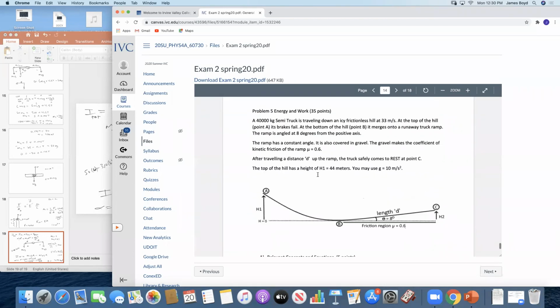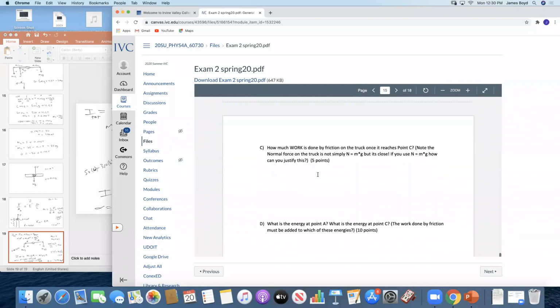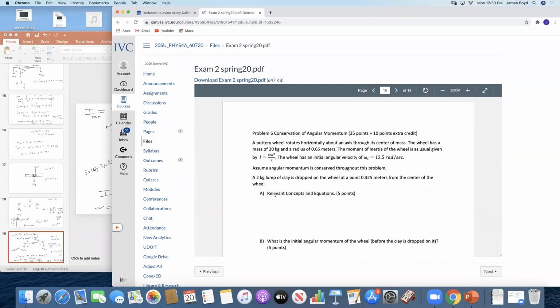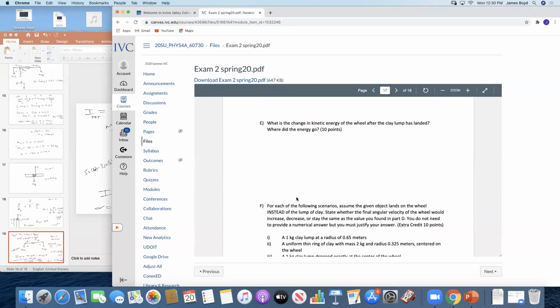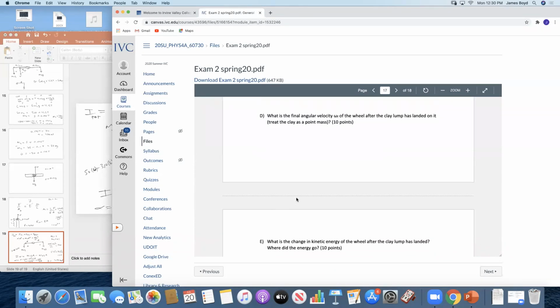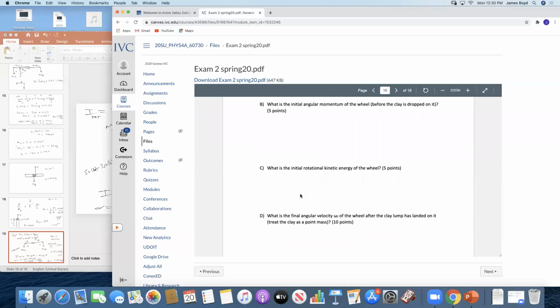The rest of this test, we did that on Thursday. You can ignore this problem because this problem is about angular momentum, and we're going to cover that later this week or next week. It makes more sense to cover it when we do gravity.